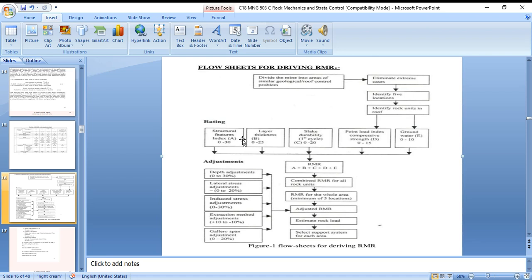So the A, B, C, D, E overall: that is the structural feature index, which has a value rating, and layer thickness. We are giving the rating. Slake durability, we are giving some rating. Point load compressive strength, we are giving some rating. Groundwater. So A, B, C, D, E, up to 1, 2, 3, 4, 5. These 5 factors we have to add, and we get the RMR value. Based on the RMR, the depth of the adjustment and lateral stress will be calculated.